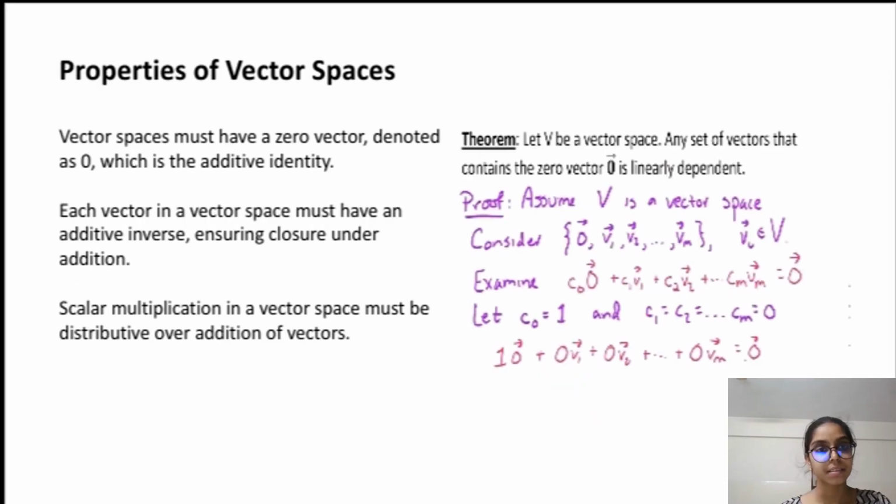Properties of vector spaces. Vector spaces must have a zero vector denoted by 0, which is the additive identity. Each vector in a vector space must have an additive inverse, ensuring closure under addition. Scalar multiplication in a vector space must be distributive over addition of vectors.